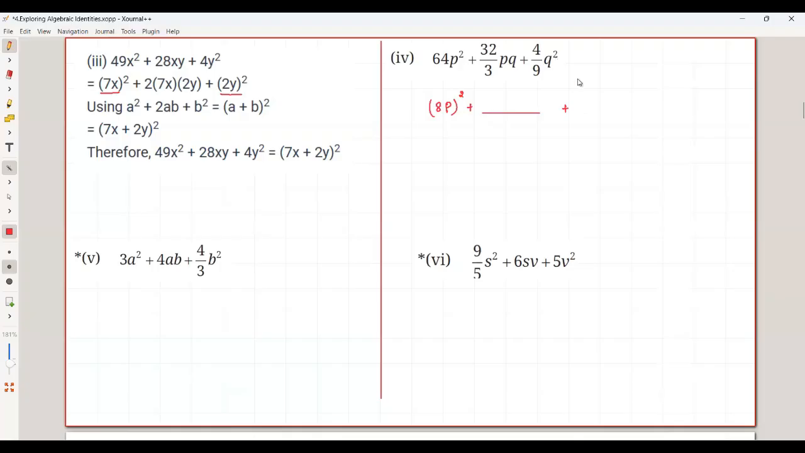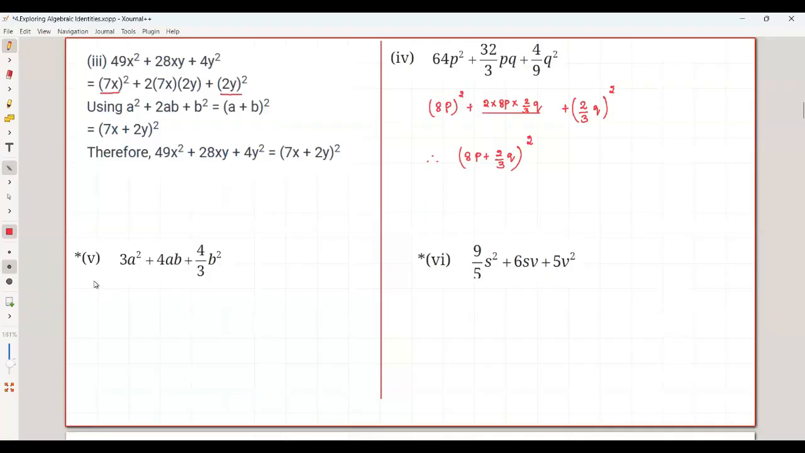So we can write that this can be written as 2 by 3. So 2 by 3 means 2 square is 4, 3 square is 9. Okay, 2 by 3 q the whole square. Now this is my a value, this is my b value. Okay, 2ab, 2 into the a value into the b value, 2 by 3 q. Now therefore I can just write the answer as 8p plus 2 by 3 q the whole square. Now this is our answer.